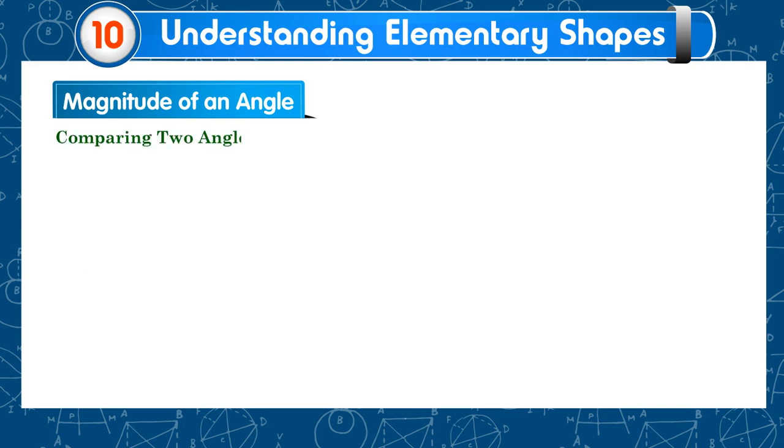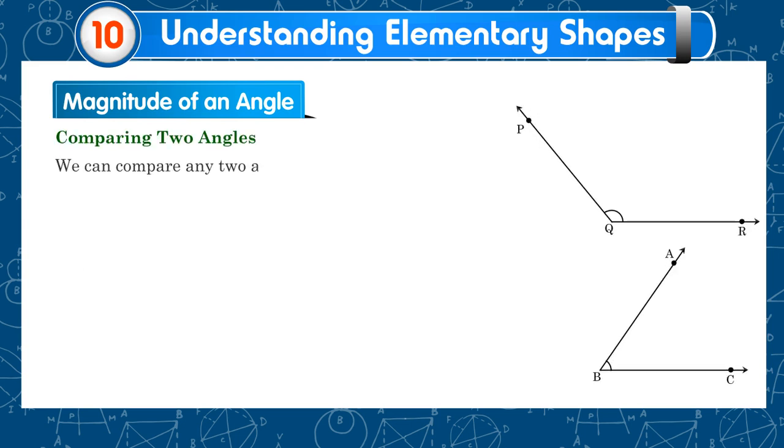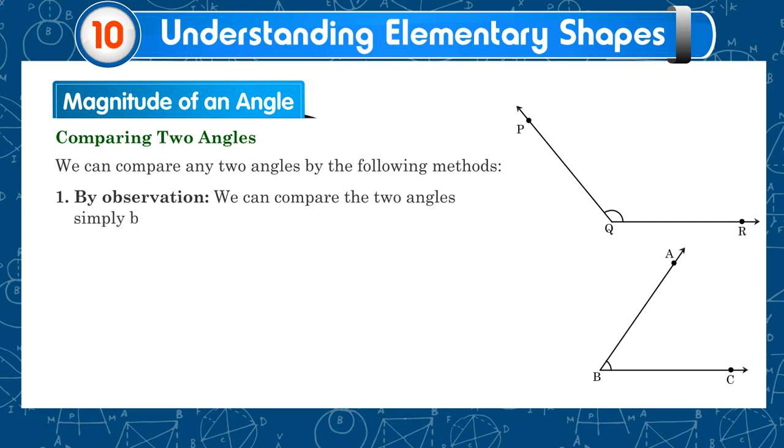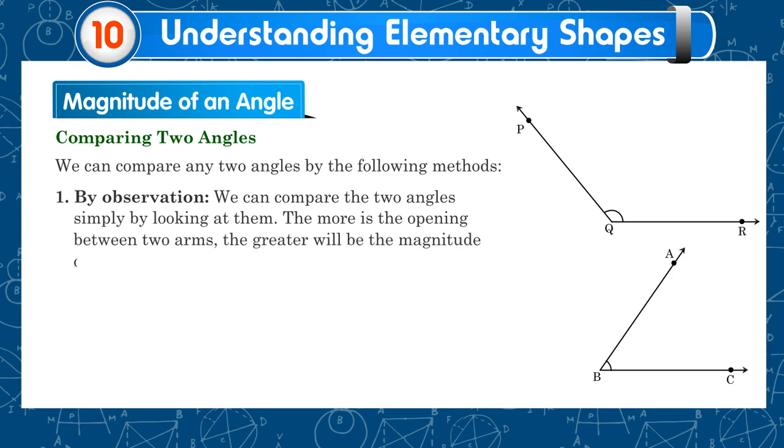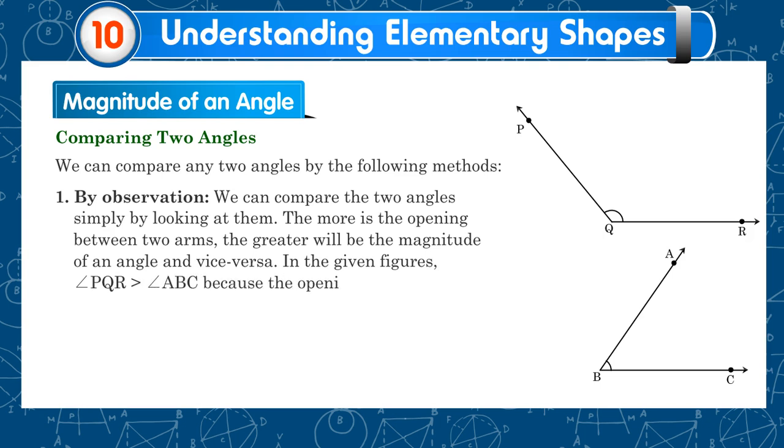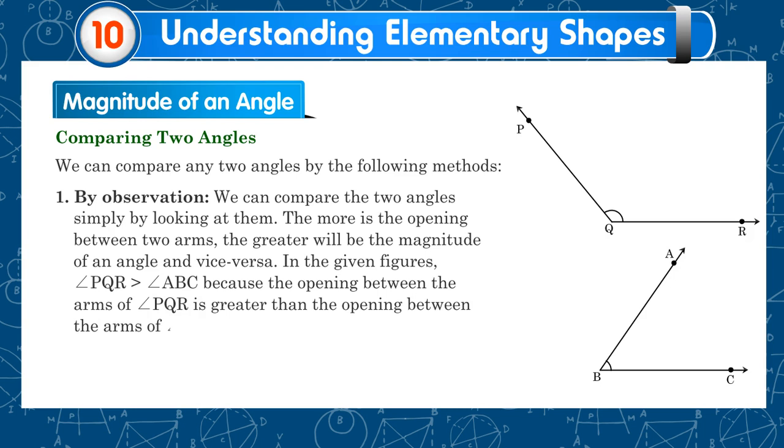Comparing two angles. We can compare any two angles by the following methods. By observation. We can compare the two angles simply by looking at them. The more the opening between two arms, the greater will be the magnitude of an angle and vice versa. In the given figures, angle PQR is greater than angle ABC because the opening between the arms of angle PQR is greater than the opening between the arms of angle ABC.